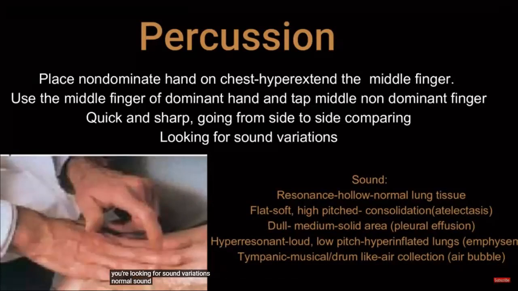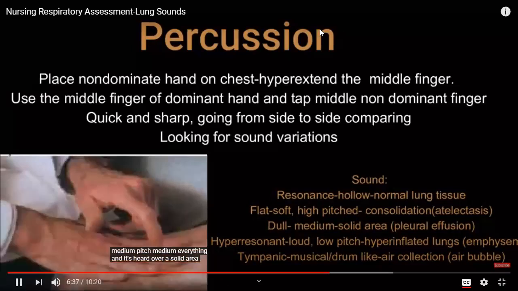Normal sound is resonance, which is going to sound hollow, and it's going to be heard over normal lung tissue. Flat is going to sound soft and high pitched, and it's going to be heard over consolidation, like atelectasis. Dull sound is going to be medium, so medium pitch, medium everything, and it's heard over a solid area, so it could mean pleural effusion.